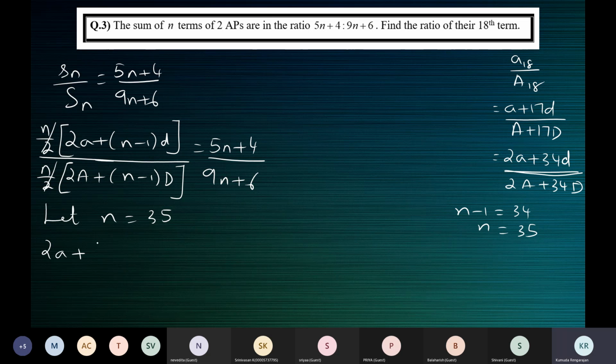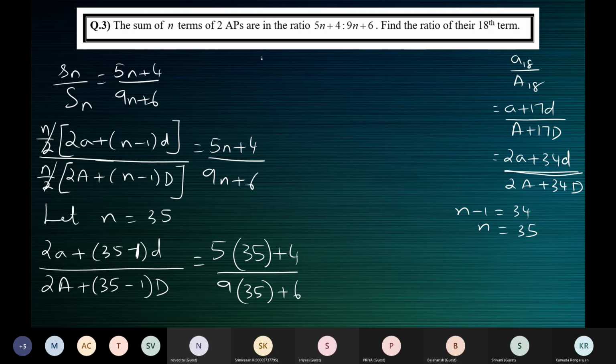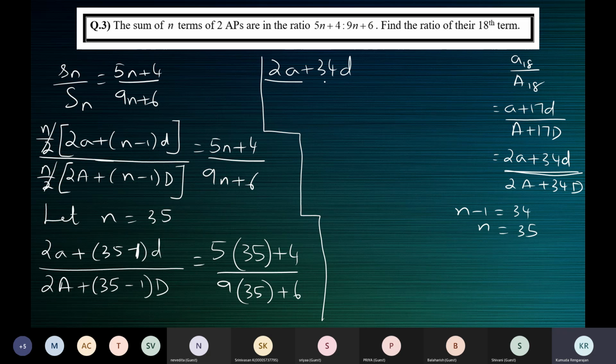So n minus 1, 35 minus 1, into d. This is divided by 2 capital A plus 35 minus 1 into D. Everywhere n is 35: 7 times 35 plus 1 by 4 times 35 plus 27. Now 2A plus 34D, we got it by 2 capital A plus 34 capital D.